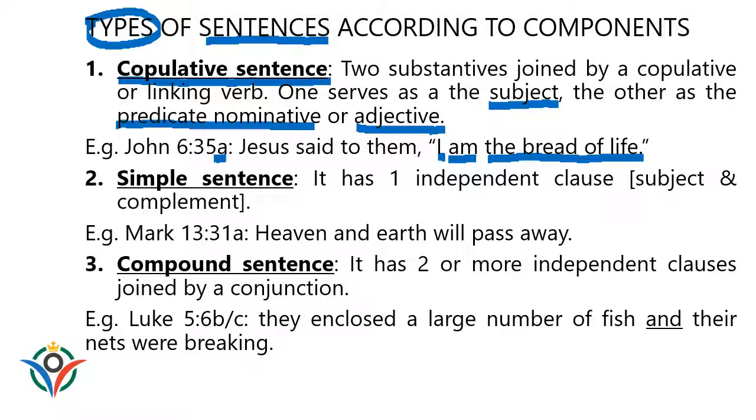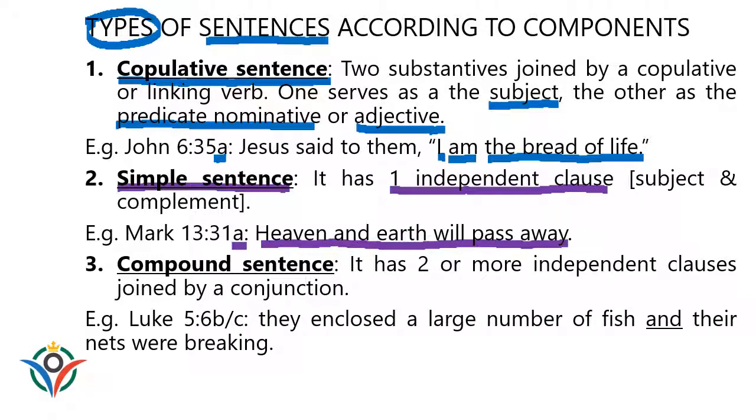All right, our second type of sentence is the simple sentence, and that is defined as having one independent clause, a subject and a complement. So here's an example from Mark 13 verse 31a, the first part of the verse. And it says there, heaven and earth will pass away. All right, so one independent clause.